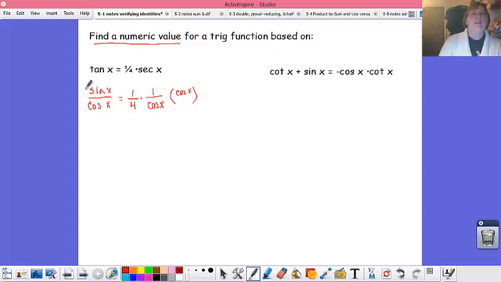See, we're just doing algebra, folks. It's just some algebra. Cosine of x on both sides. That cancels, and we're right where we want to be. Trig function equals number. The sine of x is equal to 1/4. Very good.